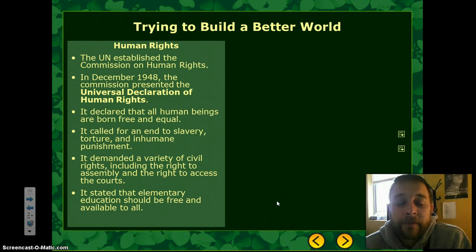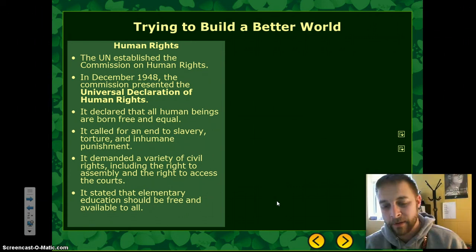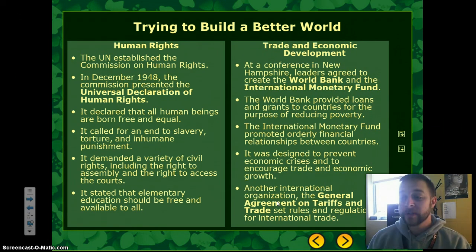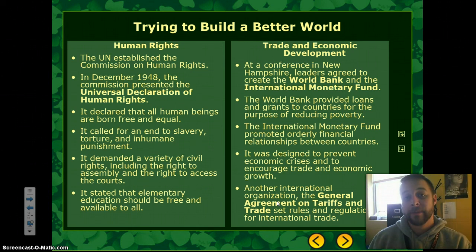So toward the end of improving human rights, the UN signs the Universal Declaration of Human Rights. It does things like outlaw slavery, gives rights for education and safety and all those kinds of things. So it's an important document in the history of the world. Also, they established the World Bank and the International Monetary Fund to help struggling countries rebuild and build modern economies.